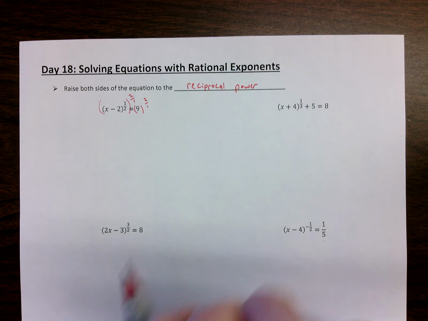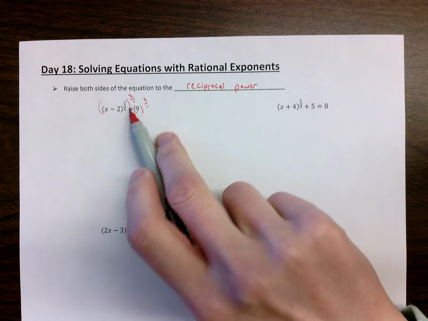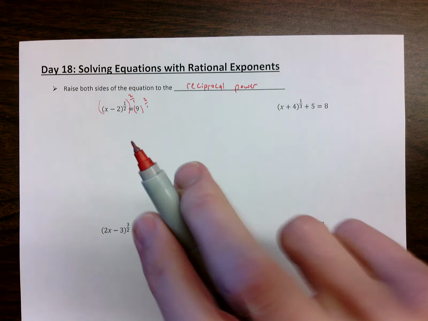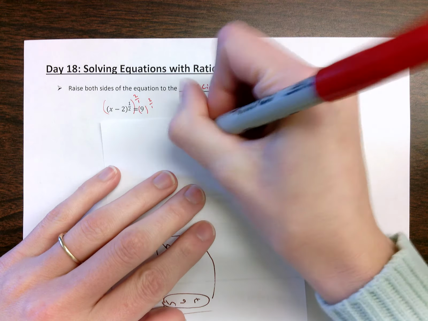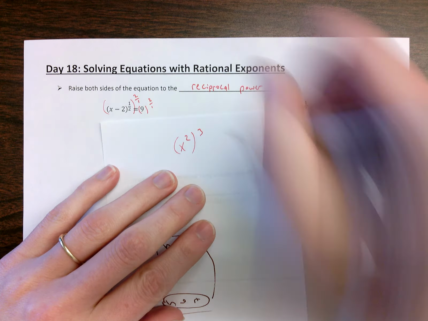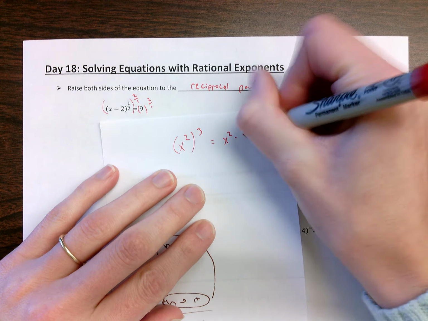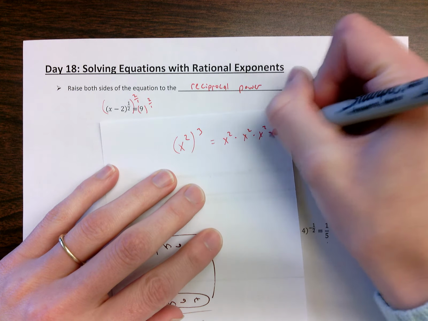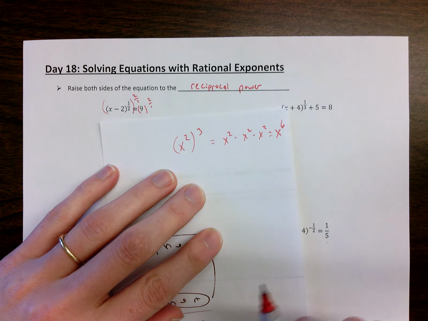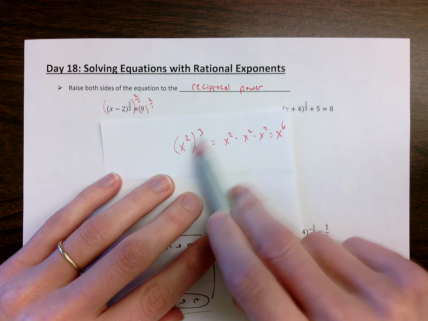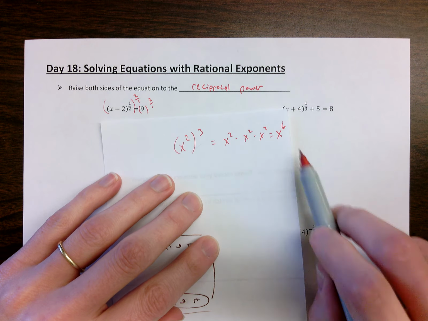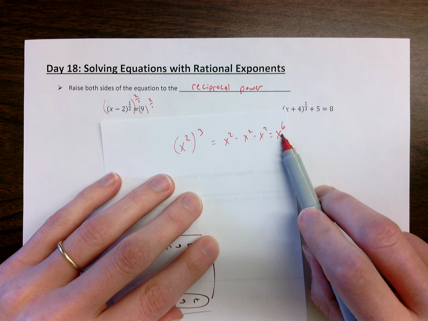And the way that's nice is because we can now use the power to power rule, right? If you remember the power to power rule, that says that if you have something like x squared to the third power, that means you're doing x squared times x squared times x squared, which is x to the sixth. So the shortcut is that if they're power to power, you multiply your exponents to get your simplified answer, right?